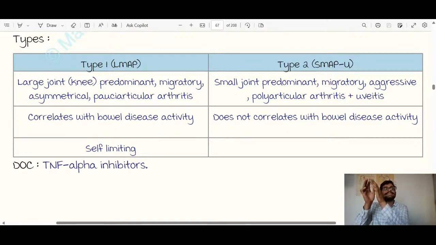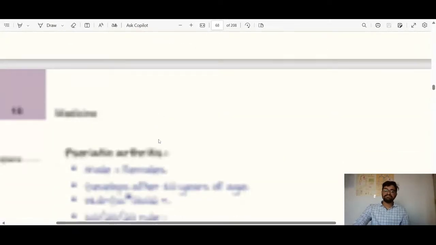Automatic, the disease will be self-limiting by a period of time. But in type 2, small joint predominant, migratory, aggressive polyarticular arthritis plus uveitis does not correlate with the bowel disease activity. Drug of choice is TNF alpha inhibitors.